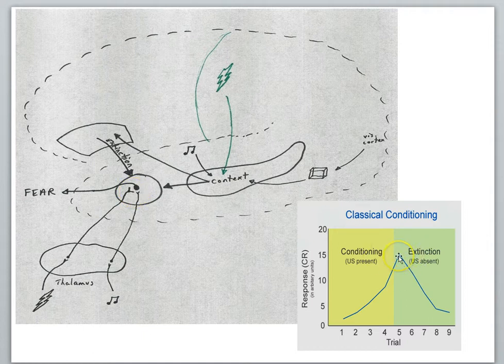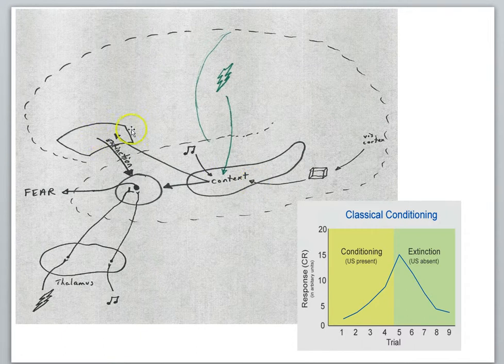Now, suppose you come along and do tone alone, tone alone, tone alone, right? That was the extinction procedure. The conditioned response decreases over time. Now, what's thought to be happening here is not that the tone pathway is weakening. A second memory was forming that was inhibiting the conditioned response. So extinction is thought to be a second memory.